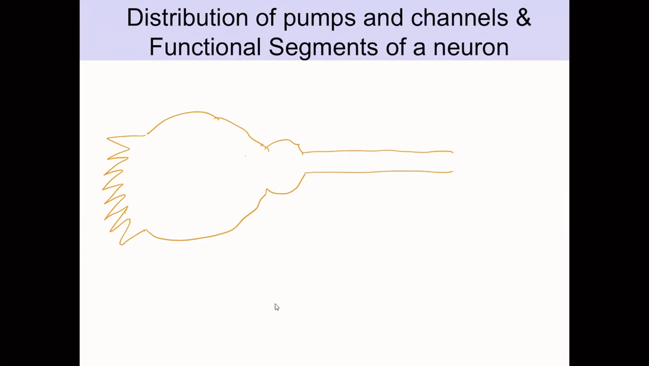Okay, so here's a neuron. My neurons end up looking like Bart Simpson. So there's the soma, the cell body. There's the axon hillock. Here's the axon. And there's the synaptic bulb.